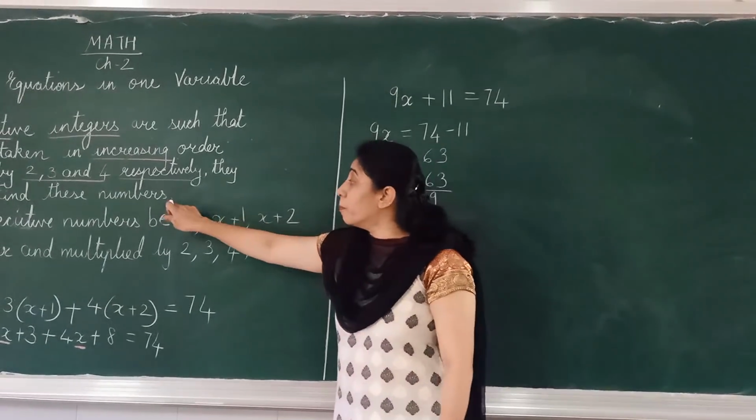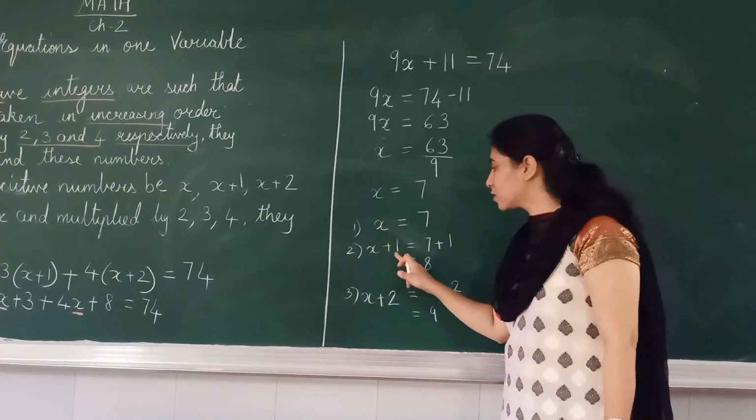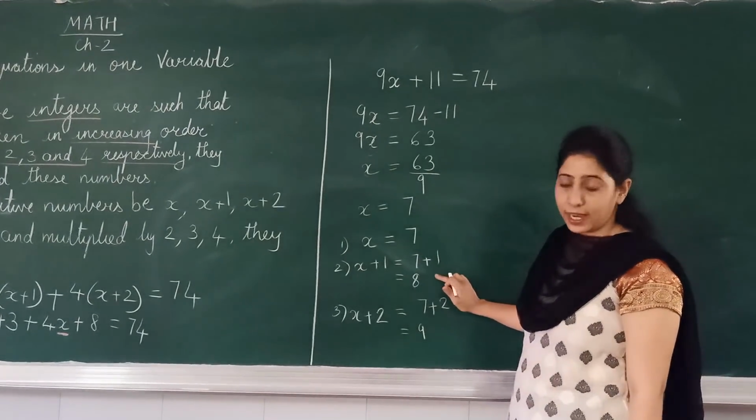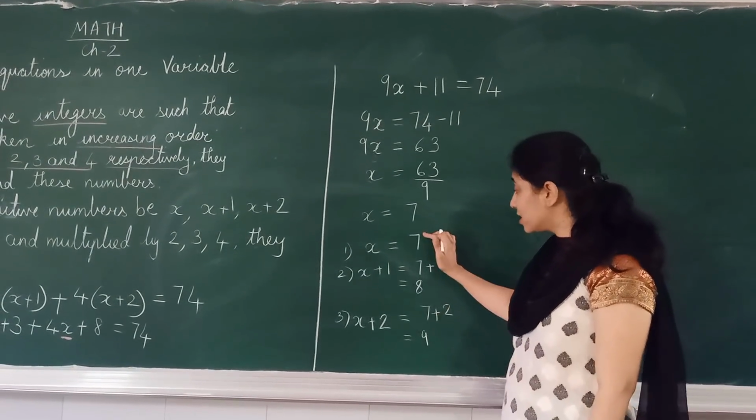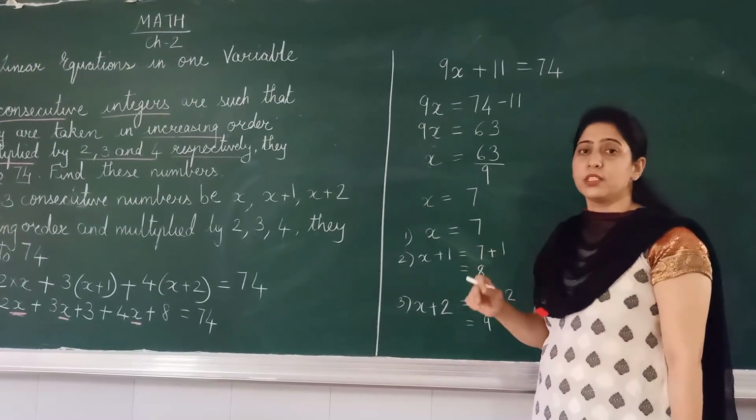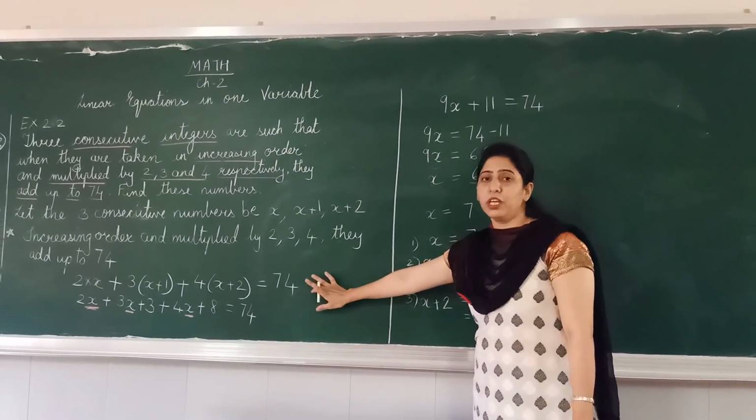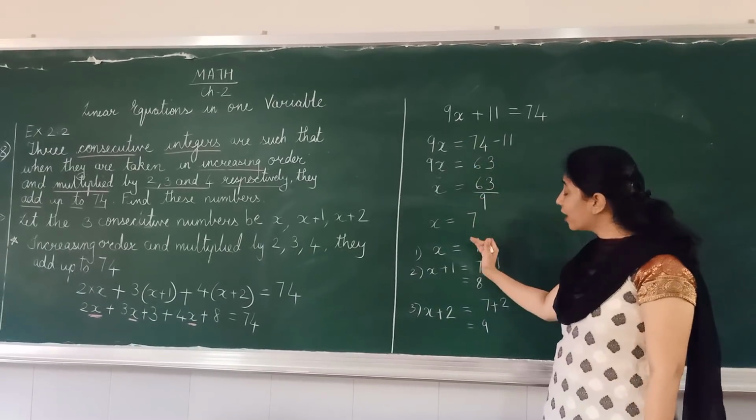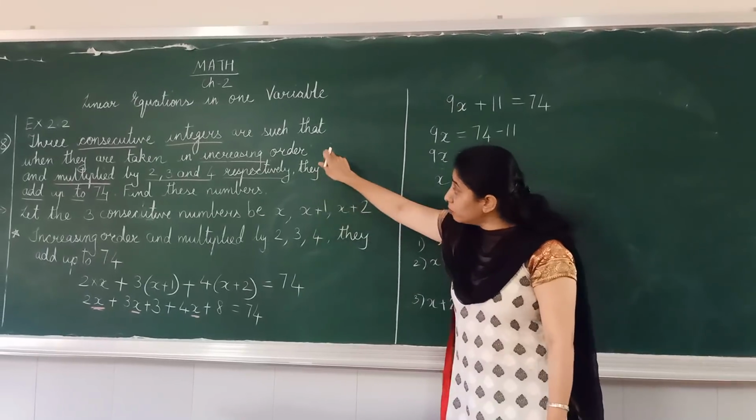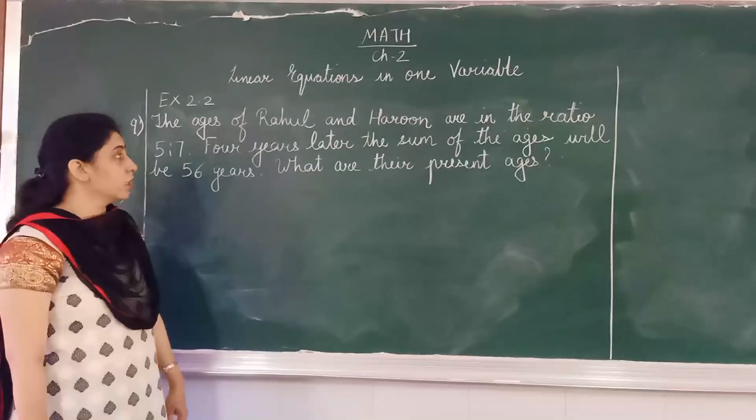So find these numbers, therefore. You have to find all the 3 numbers. What is x? What is x plus 1? What is x plus 2? So x is 7, x plus 1 is 8 and x plus 2 is 9. So 7, 8, 9 are 3 consecutive integers. Is it clear? It's very easy. You should know how to frame the equation. Once you frame the equation, the solving part you have already studied in grade 7. So framing the equation from the word problem is very important. So this is question number 8.